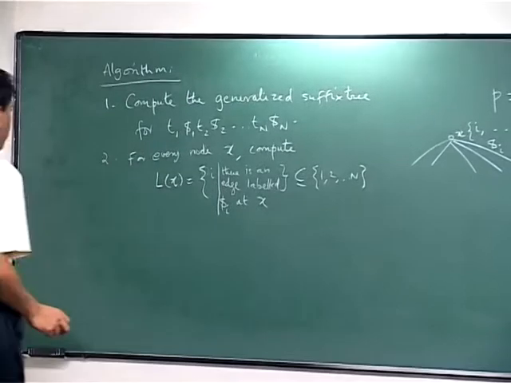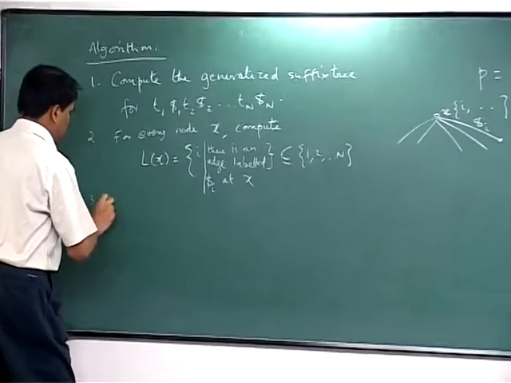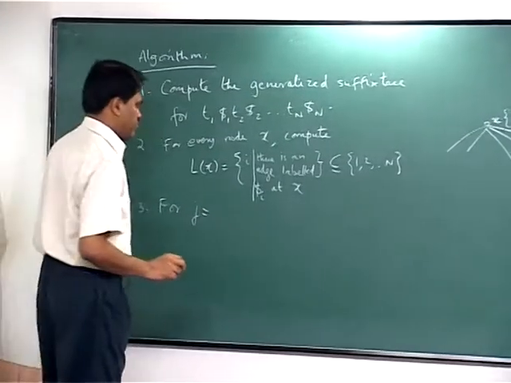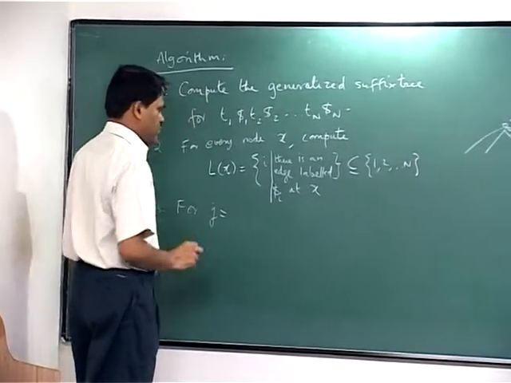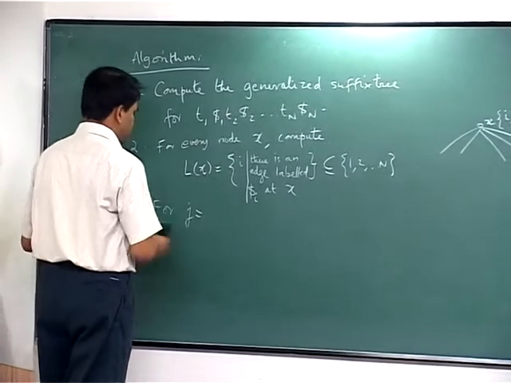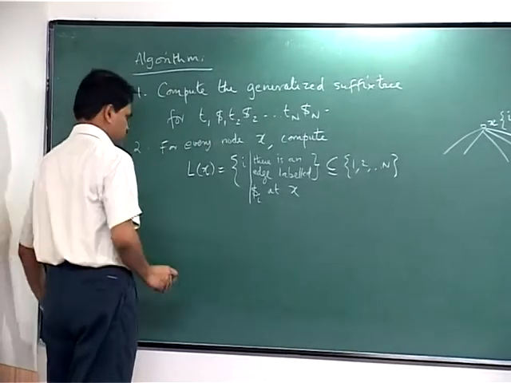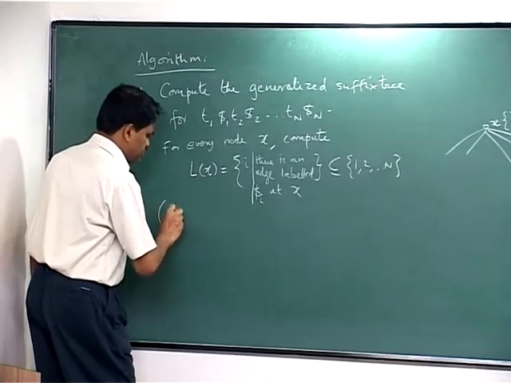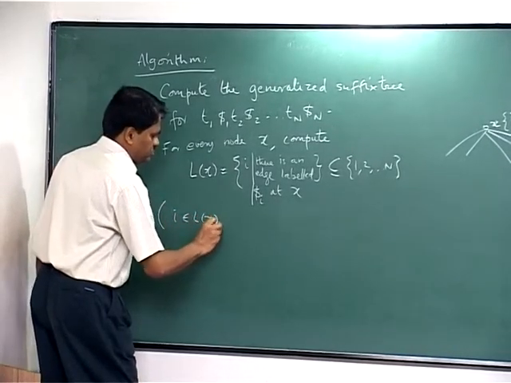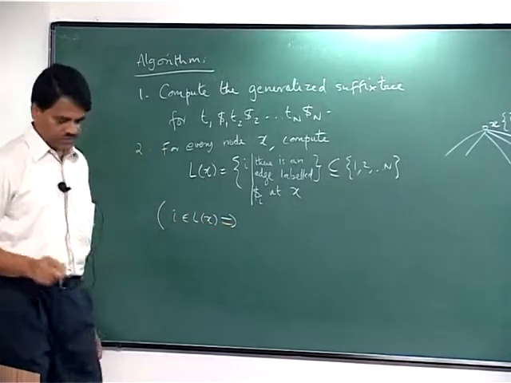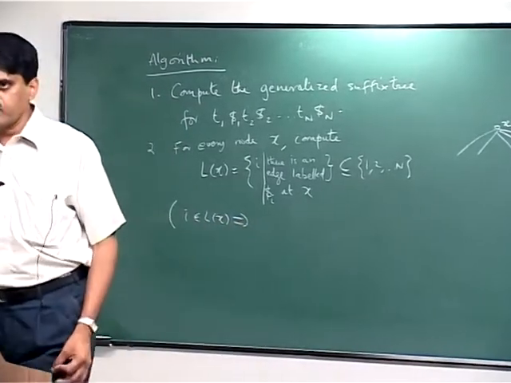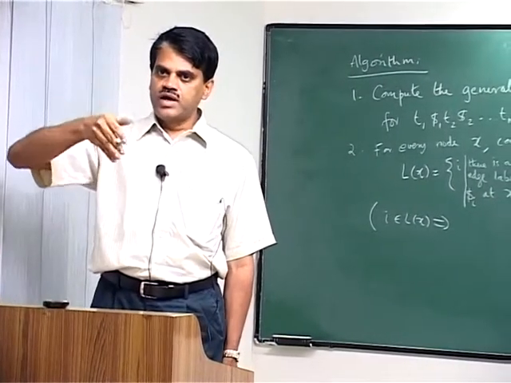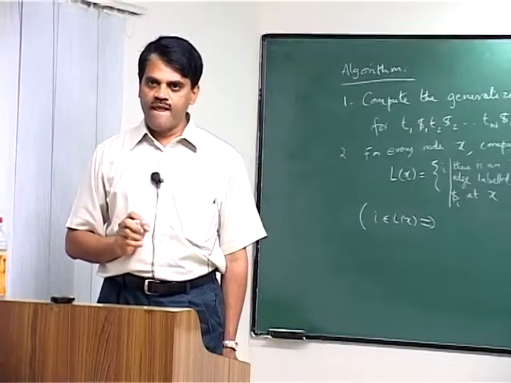Okay, now I am going to have a for loop. So what does an I in L of x mean? Let's capture that information. As an aside, it implies what? So I ends here at this point. What does that mean?